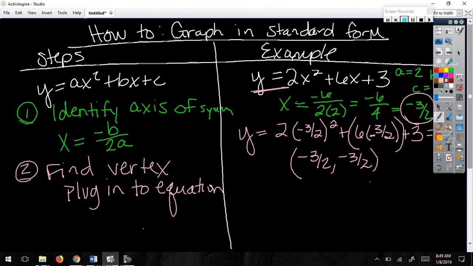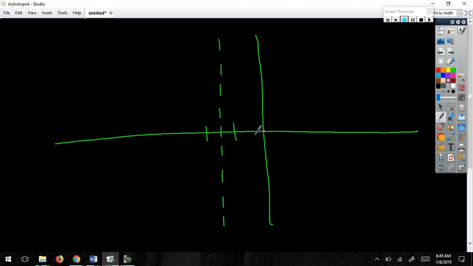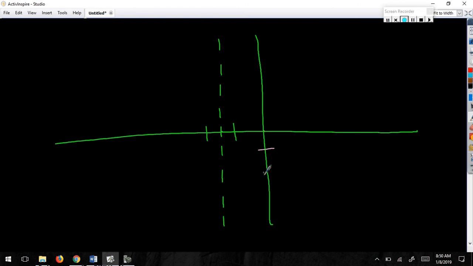I am going to flip over. All right, so I got negative 1.5, and then I'm going to go down negative 1.5. Stop me if you're confused. Okay, I worked down.